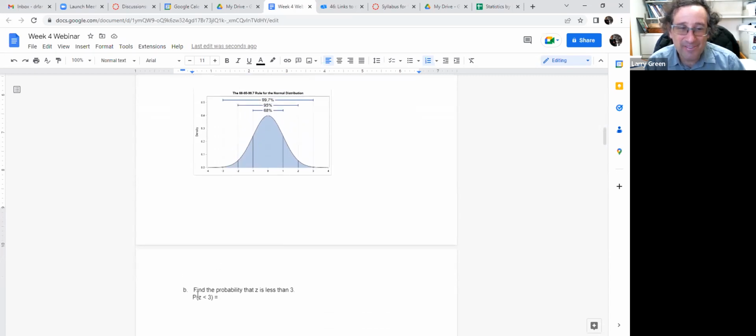Okay, what if we wanted to find out, we're going to randomly select an item that is coming from a normal distribution, a standard normal distribution. And let's find out the probability that that item will be less than 3. Okay, so the probability, if I'm going to use the letter Z, that Z is less than 3. That's harder.